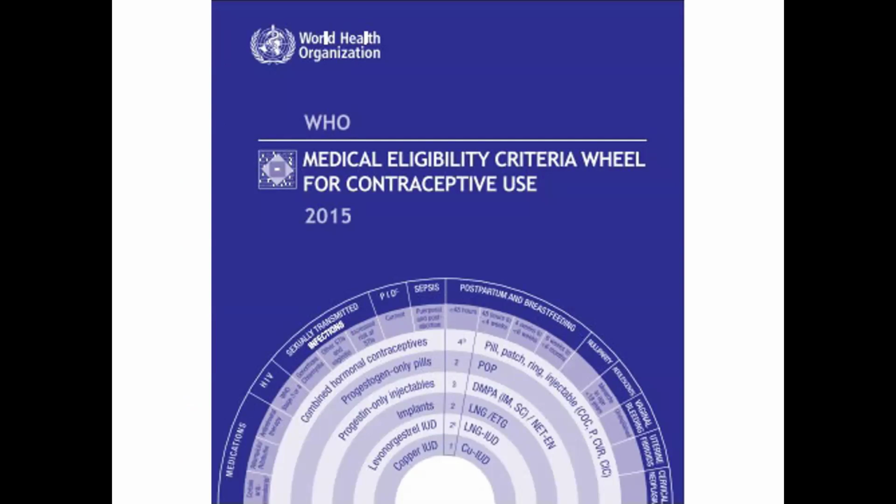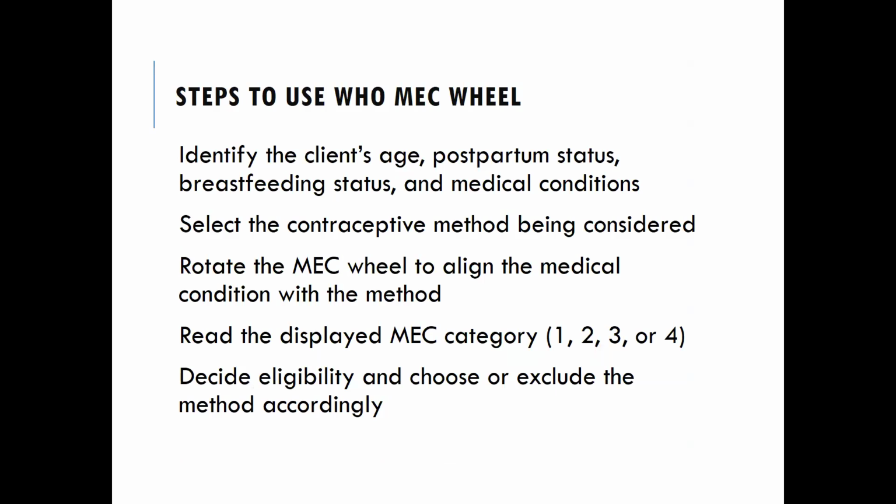This is the WHO MEC wheel. In the outer line, we can see different conditions with which a female can come, and in the inner circles, there are different options of the contraceptive methods available. How to use this method?